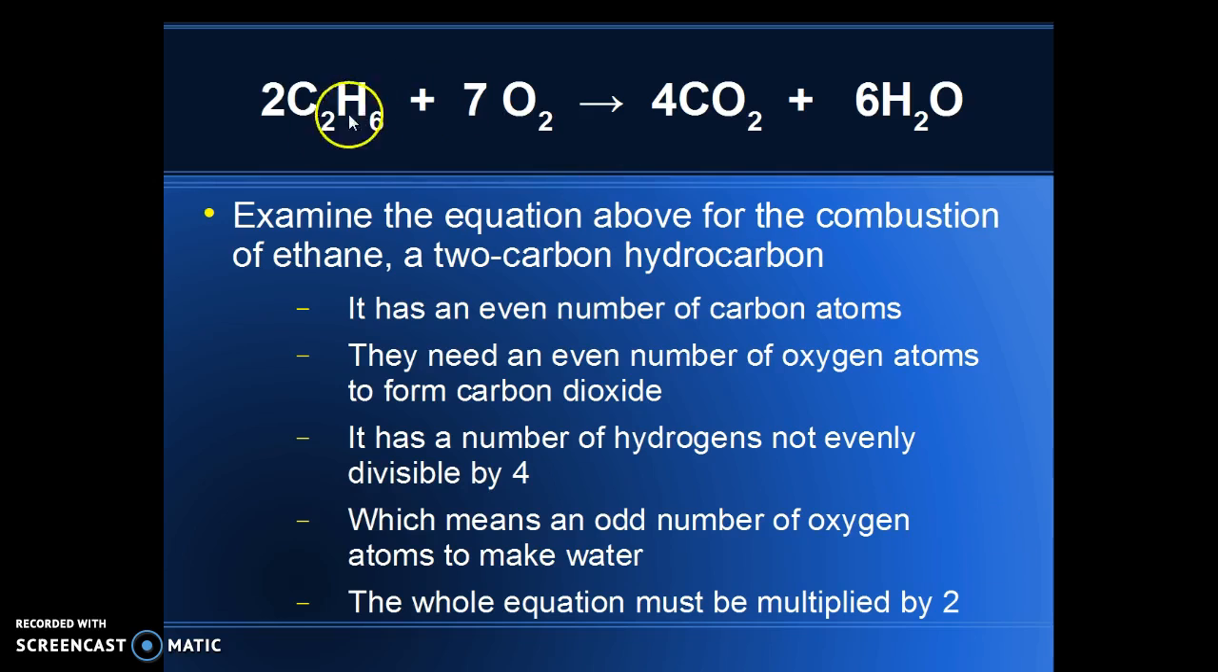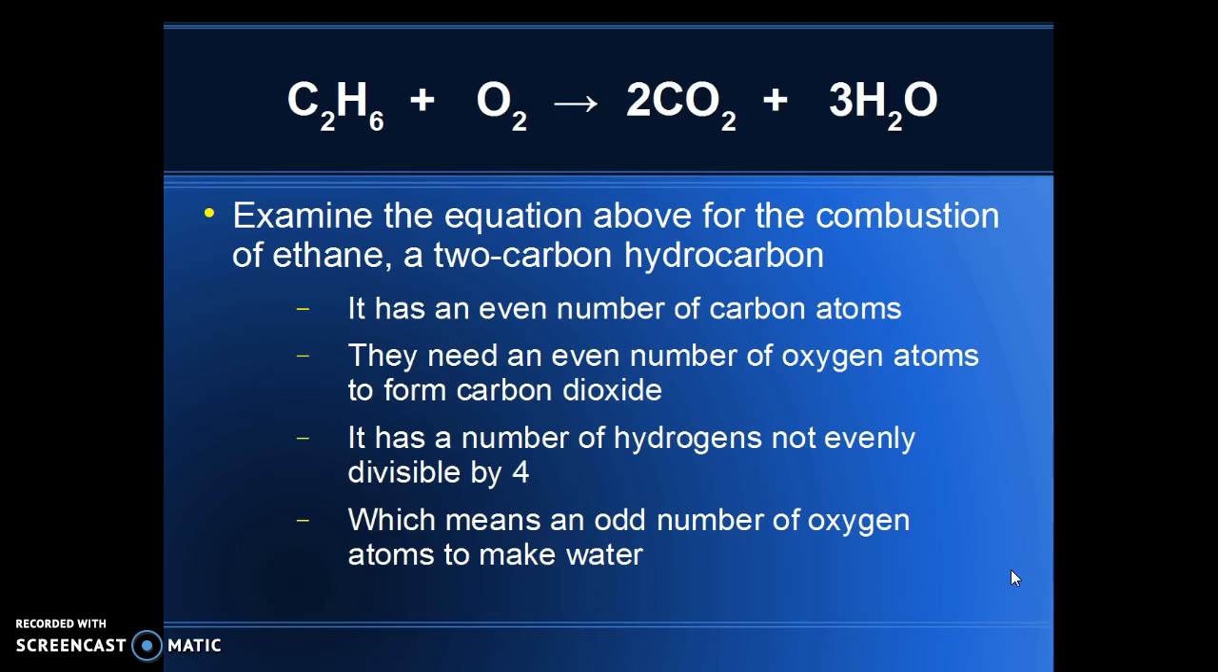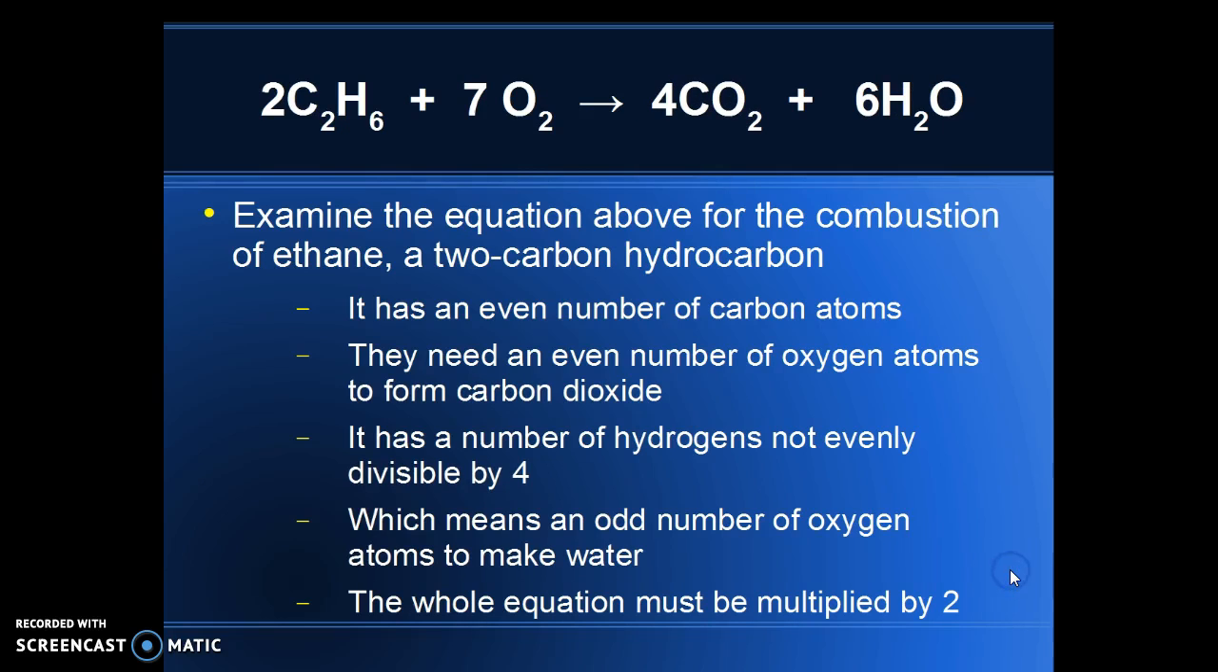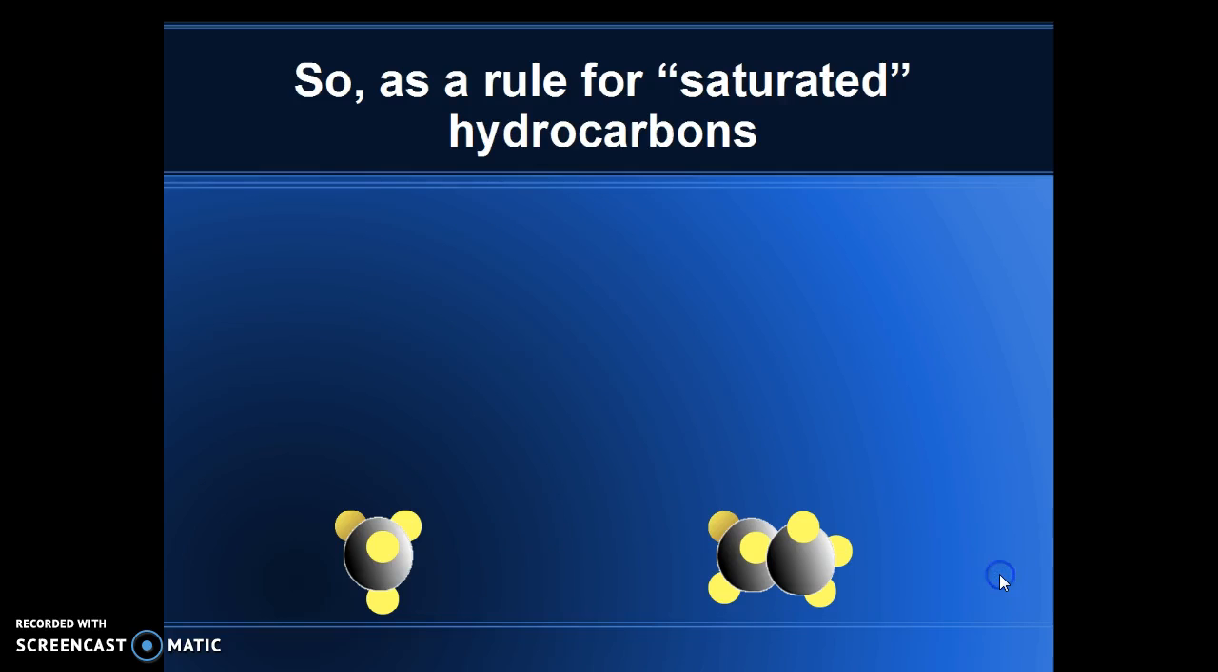And as you can see, we've multiplied the balanced equation by 2. I'll show you the previous look, and then now we've got the doubled equation.